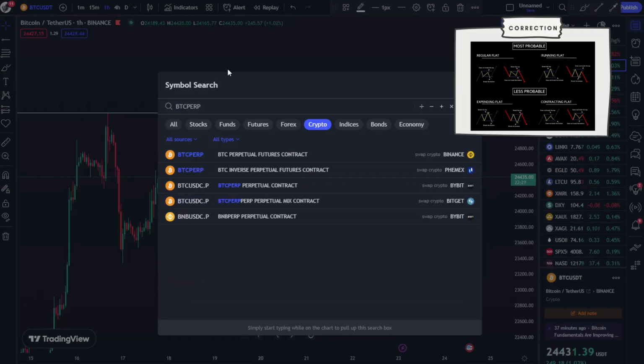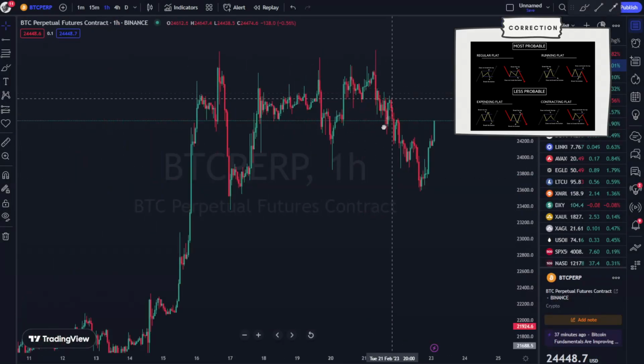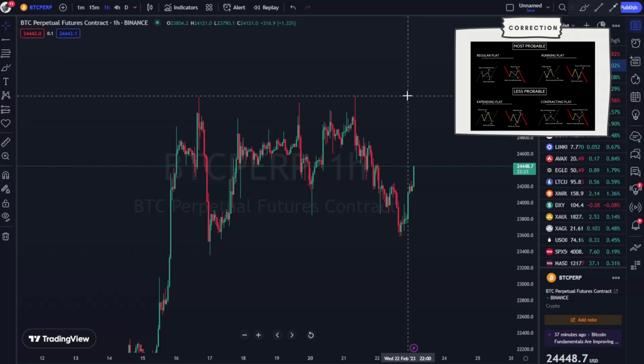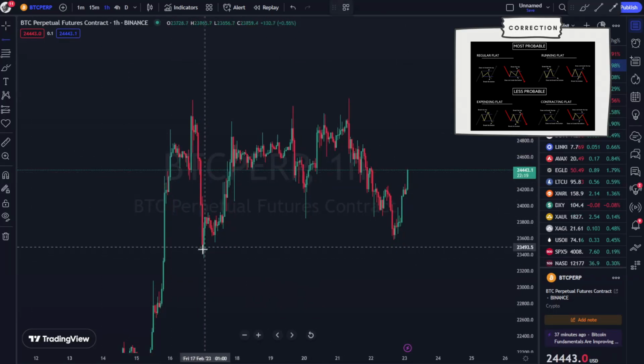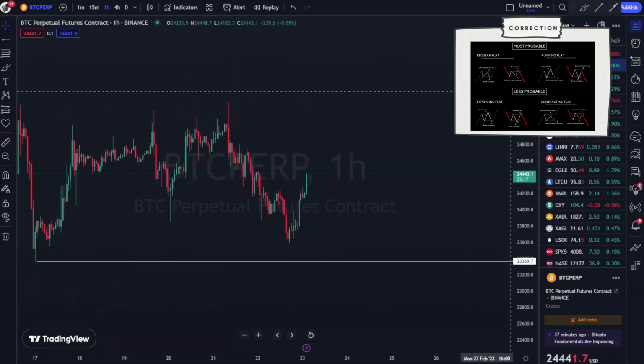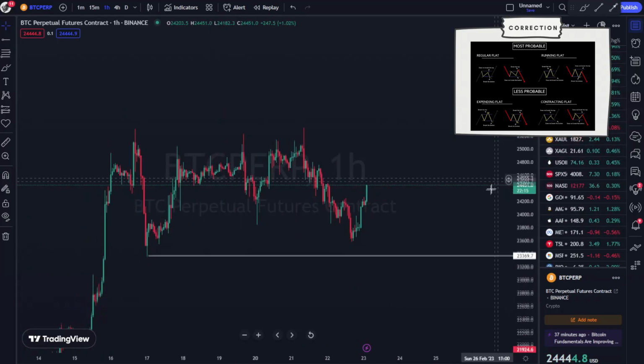So let me put BTC perp. I think you'll clearly see it. All right, so it broke right there better. So you see it broke the top and didn't break the low, so it's a running flat. You see it in the top right corner. That's how a running flat looks.